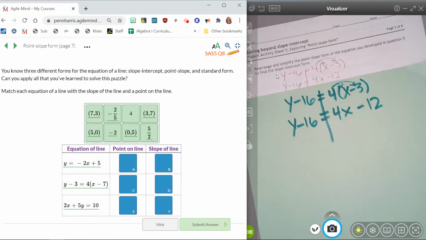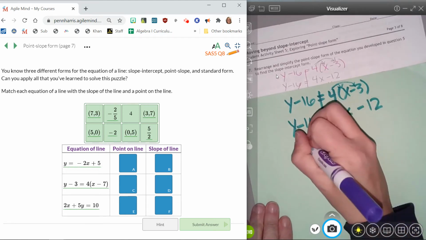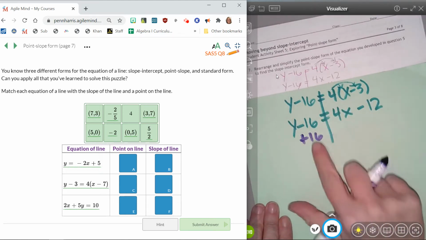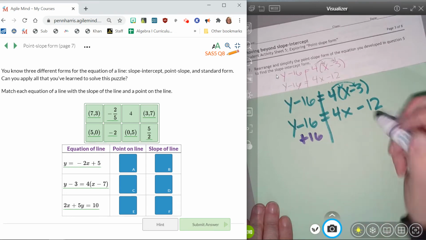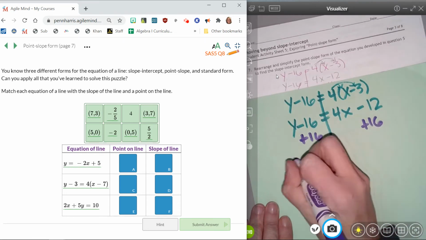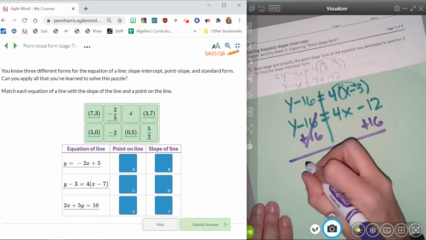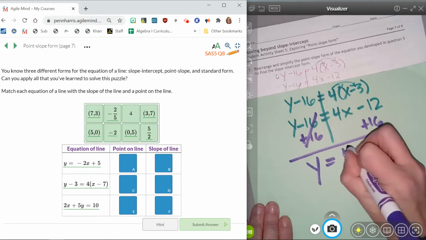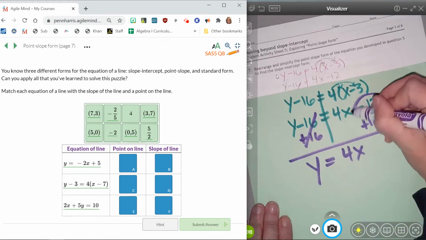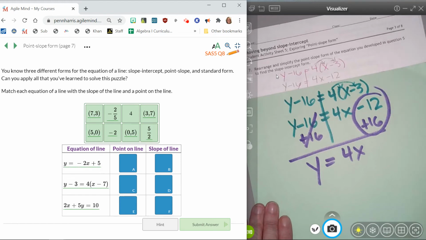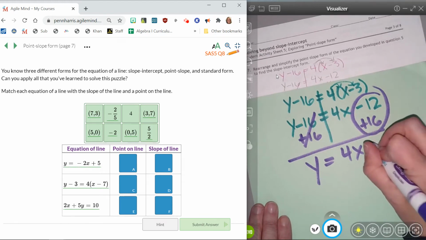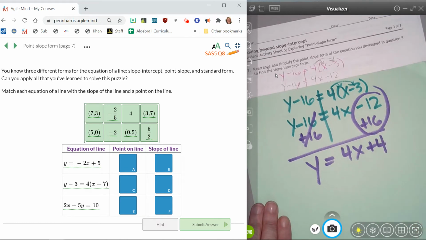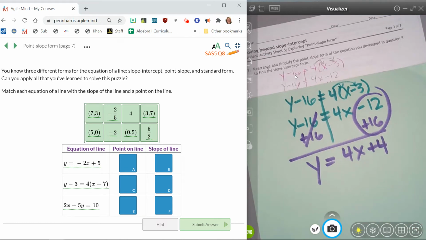Well, you guys know, how do we get rid of a minus 16? We add 16. But if I add 16 on one side, I have to add 16 on the other side. That leaves me with y equals 4x. Be careful with the negative. Use the calculator if you need to. Negative 12 plus 16 is positive 4. That's exactly the equation that we came up with.